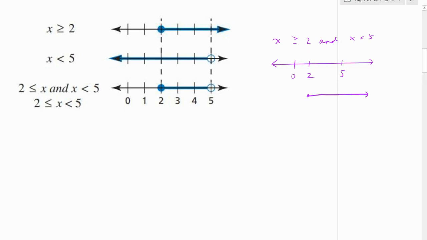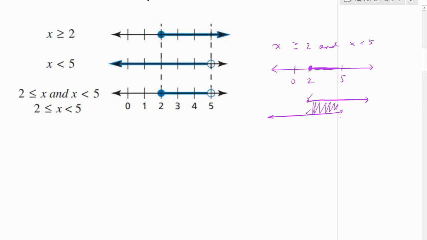Greater than or equal to 2, less than 5. So what I'm looking for is where are the numbers that are both? They've got to be 2 or bigger. And at the same time, less than 5. So is 2 in both of those? It sure is, so I'm going to include it. But everything to the left of 2 is not in the part where you're greater than or equal to 2. The numbers in between 2 and 5, they're in both. So I'm definitely going to shade those in. And then when I get to 5, it didn't satisfy the second one. So I'm not going to include it.